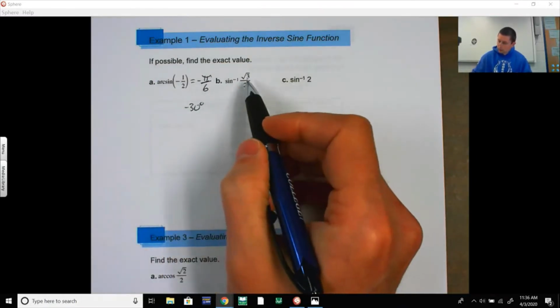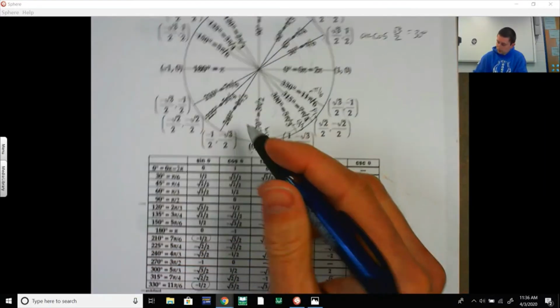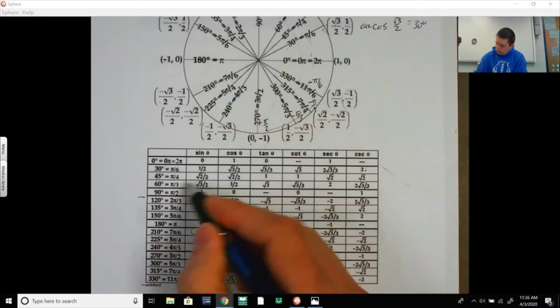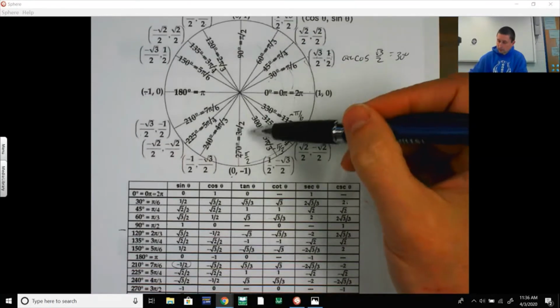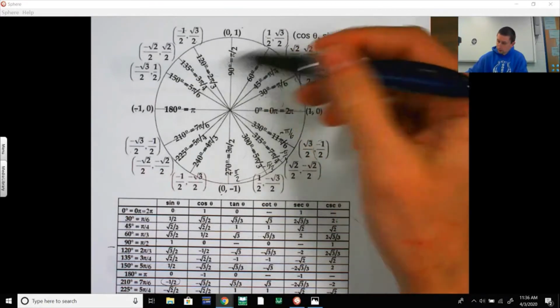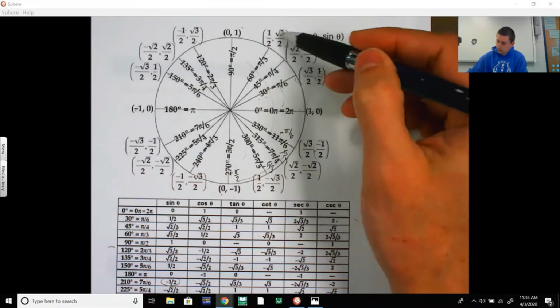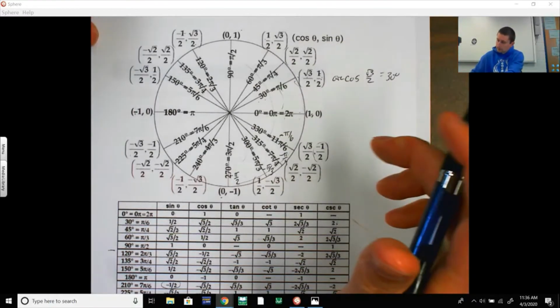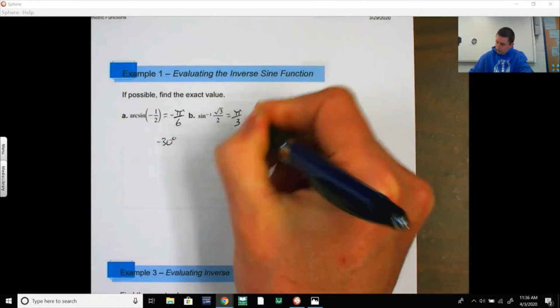Arc sine of root 3 over 2. Again, if you look on the sine column, you're going to see it show up twice, at 60 degrees and at 120. But our answer has to come from the fourth or first quadrant. So we don't use the 120, we're going to use the 60. There's the root 3 over 2 for sine. Remember, cosine and sine. So your answer would be pi over 3, or that'd be 60 degrees.